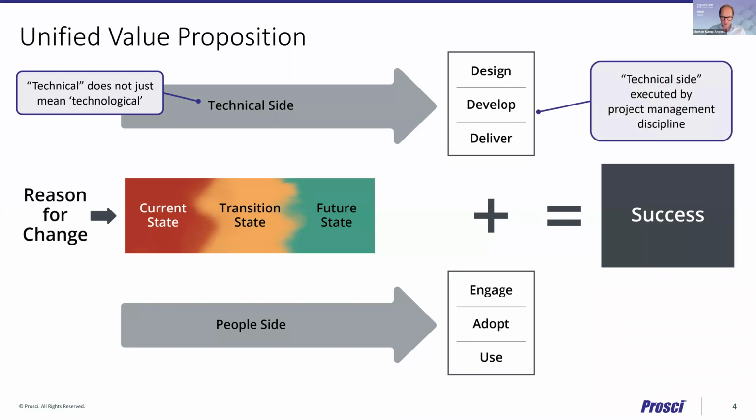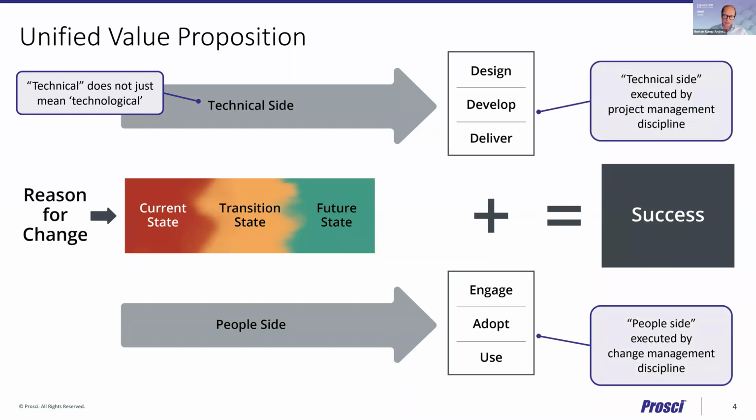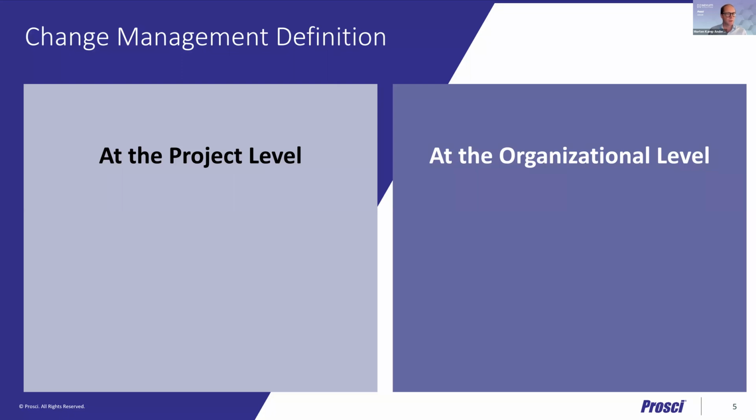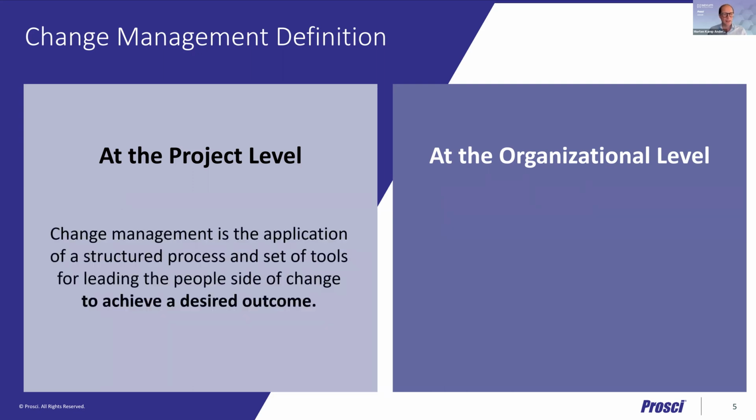So project management is the technical side. It is executing the technical side, and change management is about executing the people side. So with the unified value proposition, we can come to a definition of what change management is. If we look at it at a project level, it is the application of a structured process with a set of tools for leading the people side of a change to achieve a desired outcome. So there's always a desired outcome, and it's about achieving that.